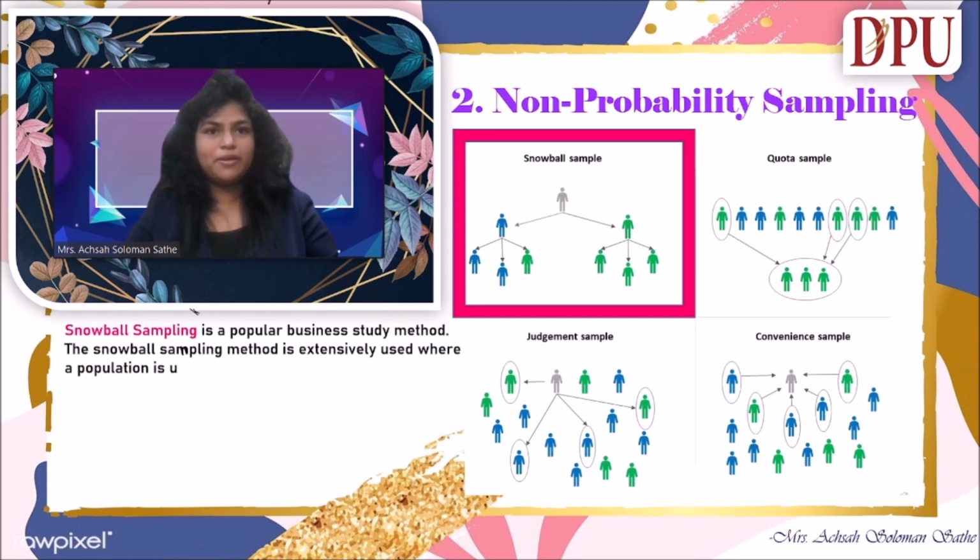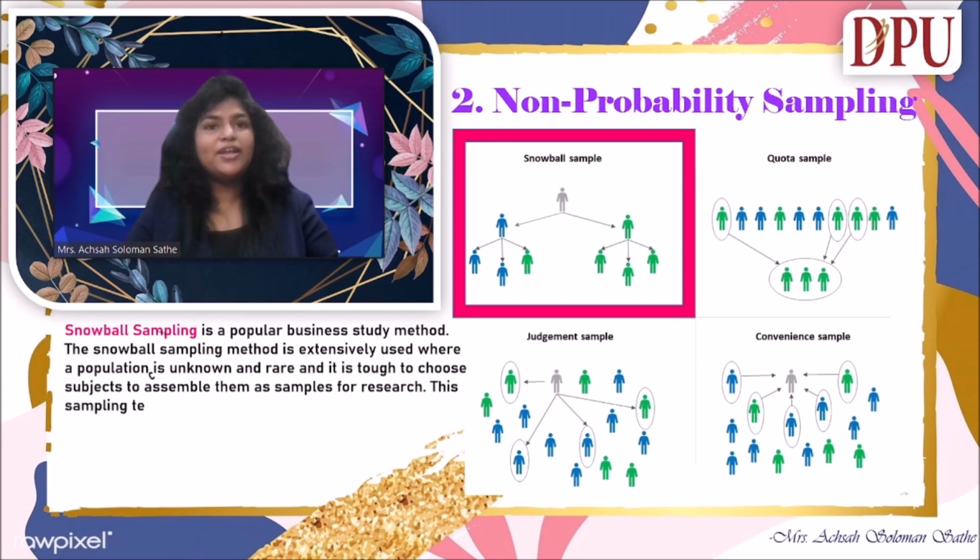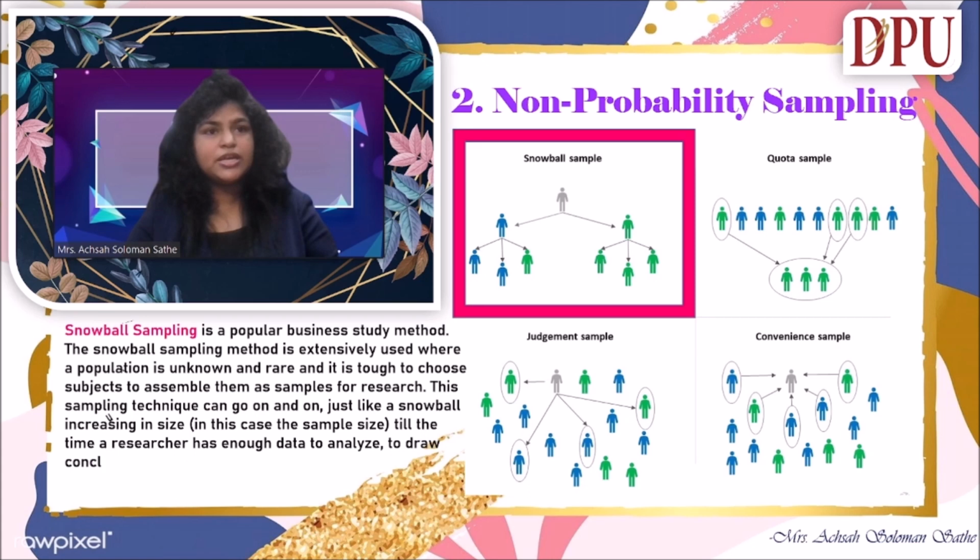The snowball sampling method is extensively used where a population is unknown and rare, and it is tough to choose subjects to assemble them as samples for research. This sampling technique can go on just like a snowball, increasing in size, well, in this case, the sample size, till the time a researcher has enough data to analyze to draw conclusive results that can help an organization make informed decisions. So what does he do?